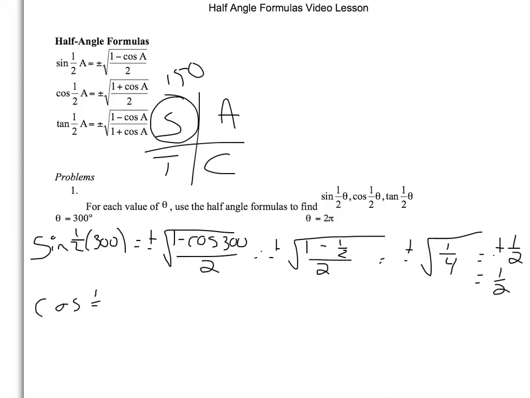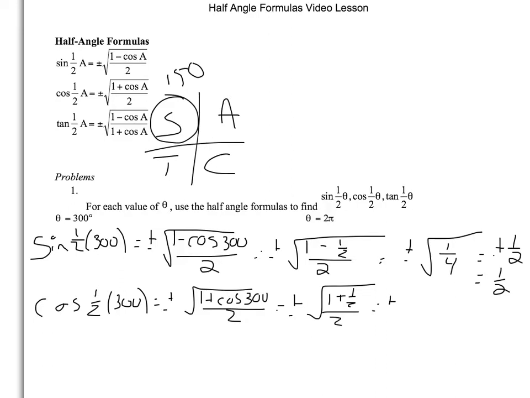Cosine of 1/2 of 300, it's going to be plus or minus the square root of 1 plus cos 300 over 2. So it's going to be 1 plus 1/2 over 2, which is going to end up being radical 3/4. The square root of 3 stays, the square root of 4 is a 2. Now since I'm in the second quadrant, I know cosine is negative, so it's negative radical 3 over 2.